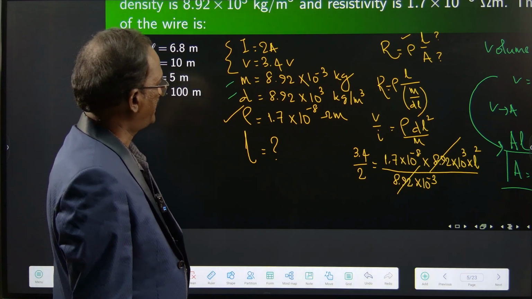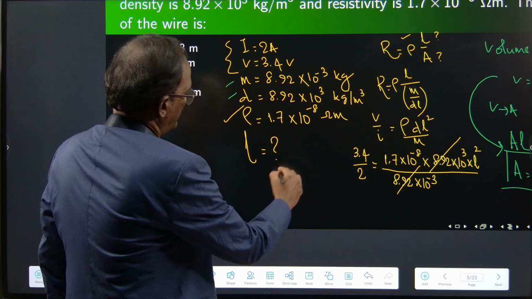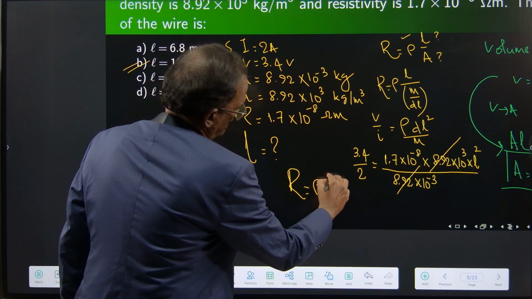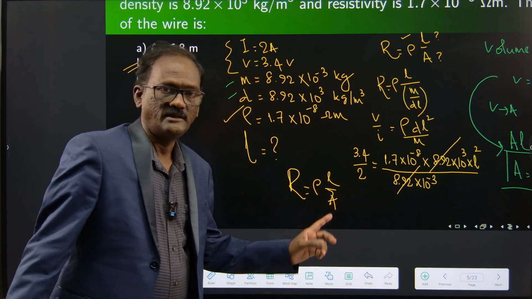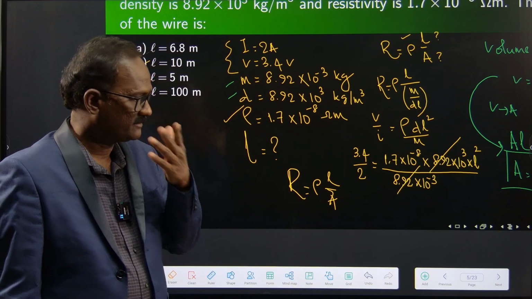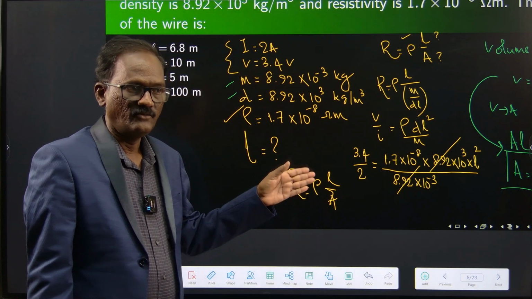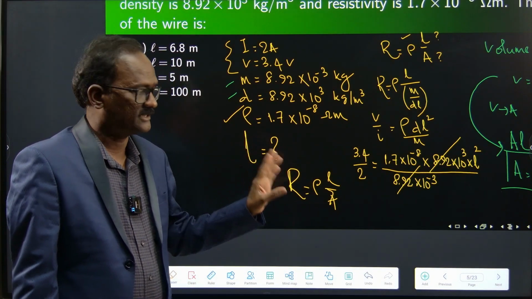We need the area in R is equal to rho L by A. Area is not directly available. From volume we are obtaining it. Volume is also not available, so we use mass and density.